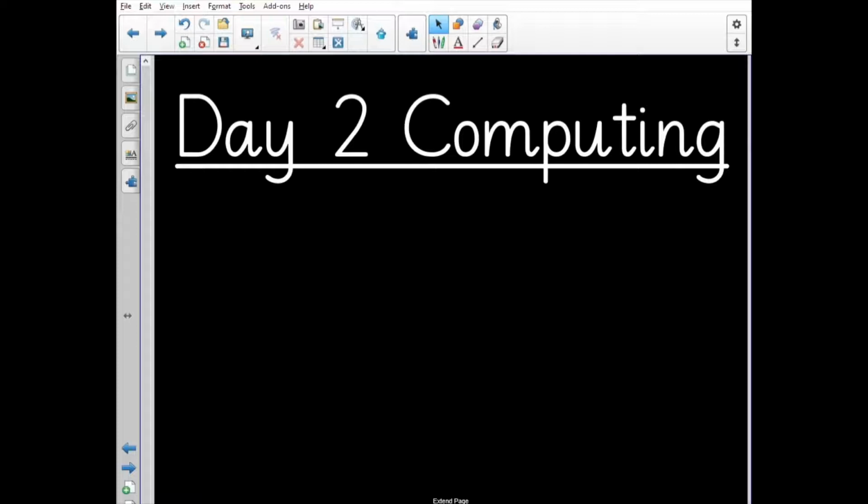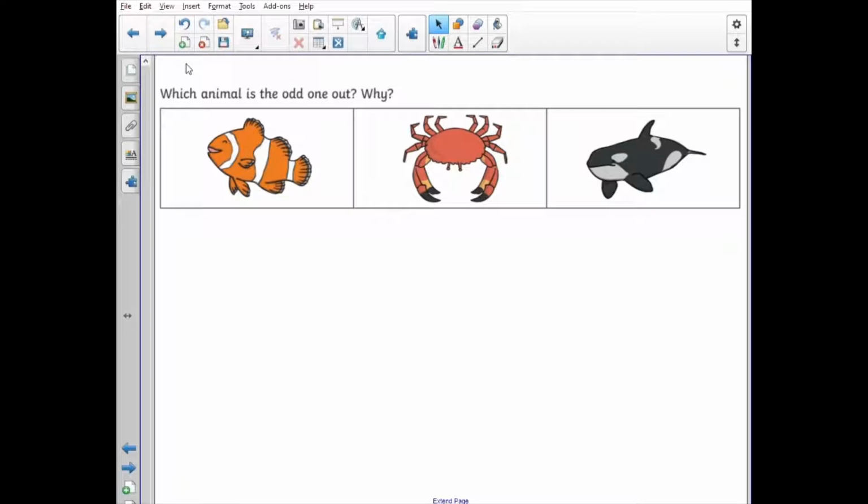This is day 2 for computing, our second lesson. And we're going to start with a bit of a brain teaser. I've got 3 different animals on there. We've got a clownfish and a crab and a killer whale. I'd like to have a good look at these and think which animal is the odd one out and why.